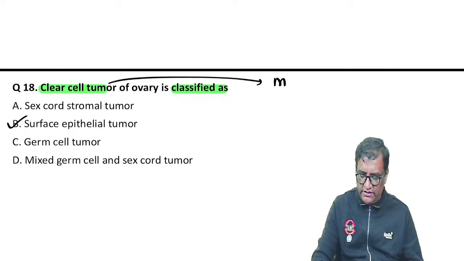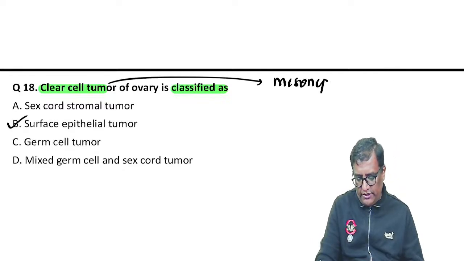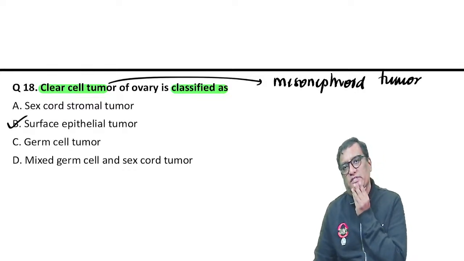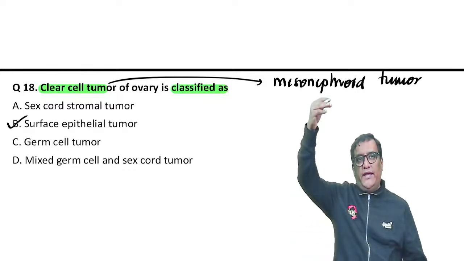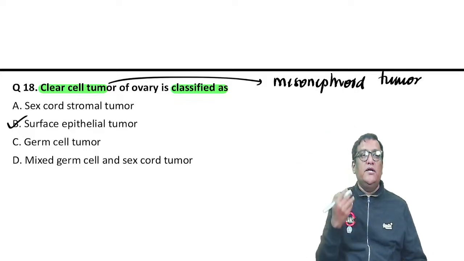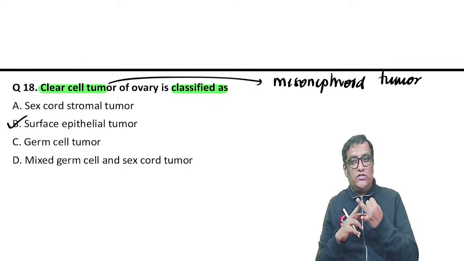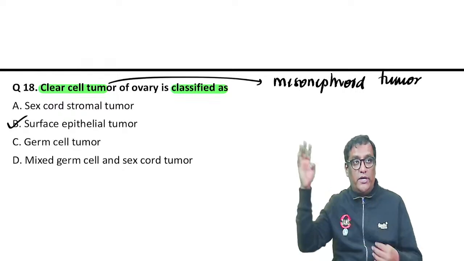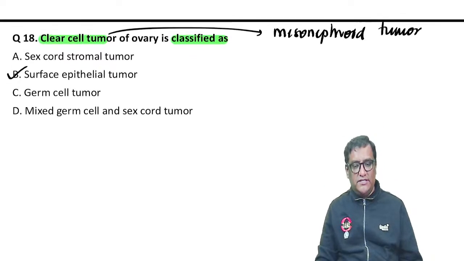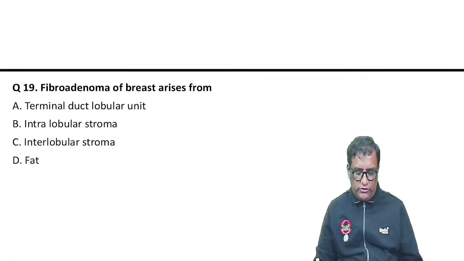Another name for this is mesonephroid tumor, and this is classified as a surface epithelial tumor. I gave you a list of so many surface epithelial tumors when we were talking about the ovarian tumor classification: serous tumor, mucinous tumor, endometrioid tumor, Brenner tumor, and clear cell tumors as well, isn't it? Yes. Next, question 19.